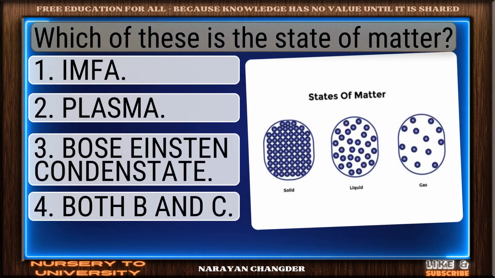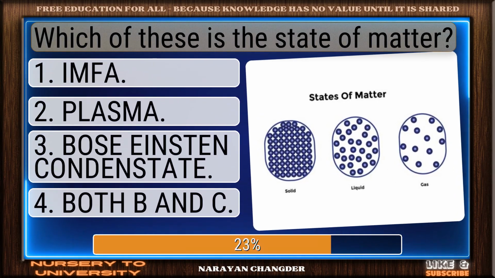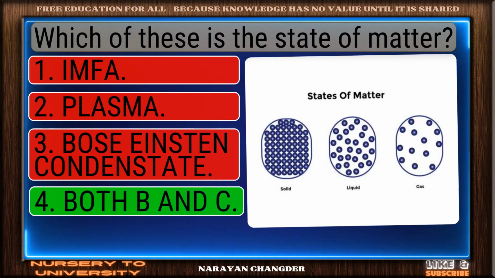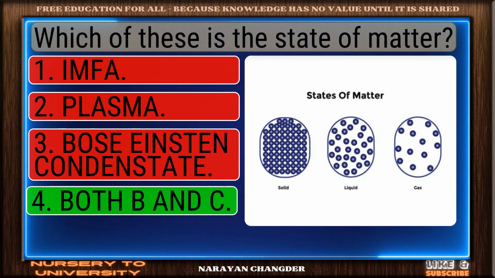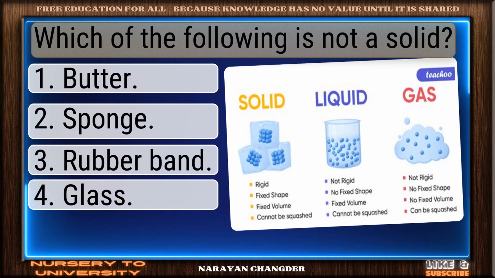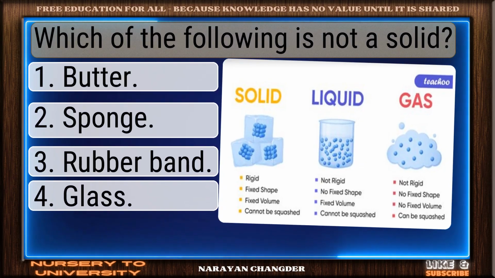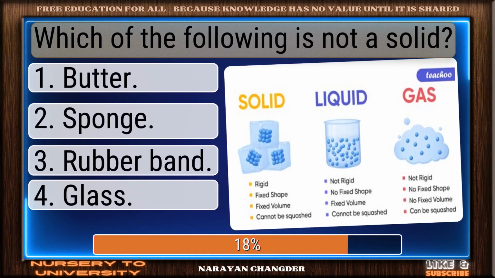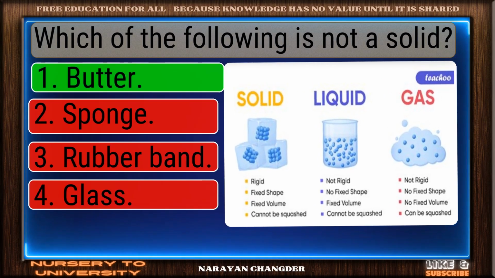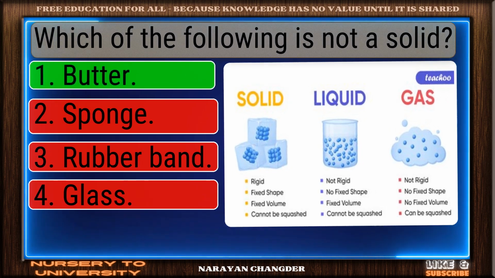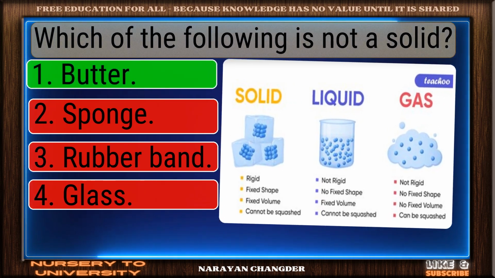Question number 81. Which of these is the state of matter? Exactly. Both B and C make sense and it is the right choice. Question number 82. Which of the following is not a solid? Excellent. Butter is a brilliant choice.